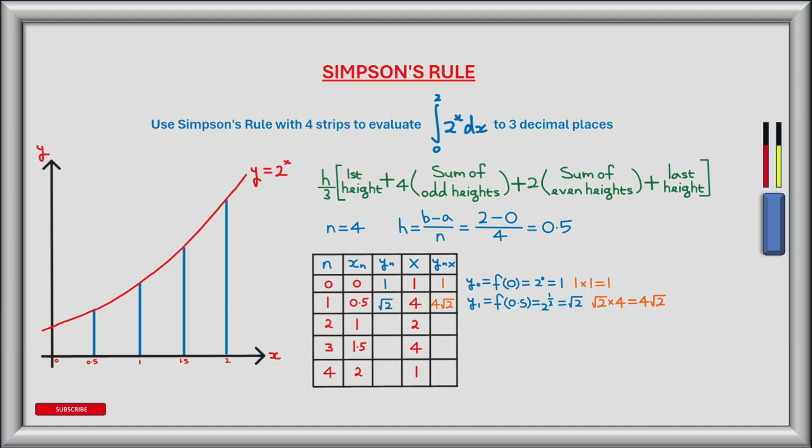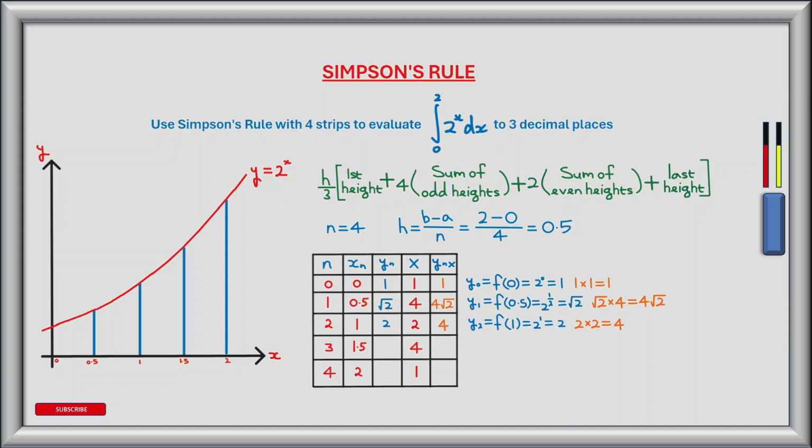Now looking at the second row of the table where n is equal to 1, we see that the x-coordinate is 0.5. So we need to evaluate the function at 0.5. The function is 2 to the power of x, so x in this case is 0.5, or a half. When we evaluate the function, we get 2 to the power of a half, or the square root of 2. Now, because this is an odd height, we need to multiply it by 4. So y1 is equal to 4 times the square root of 2.